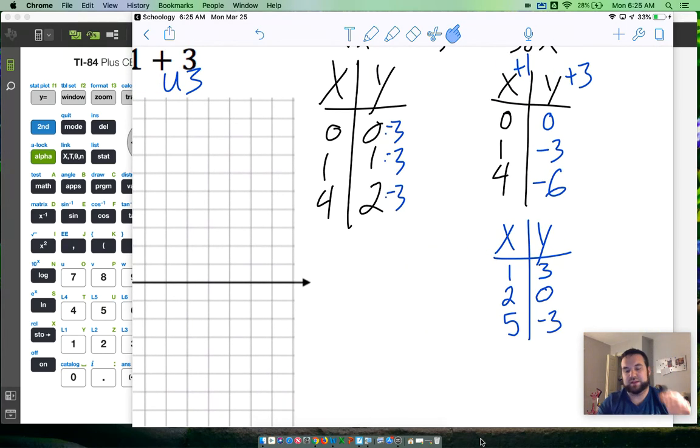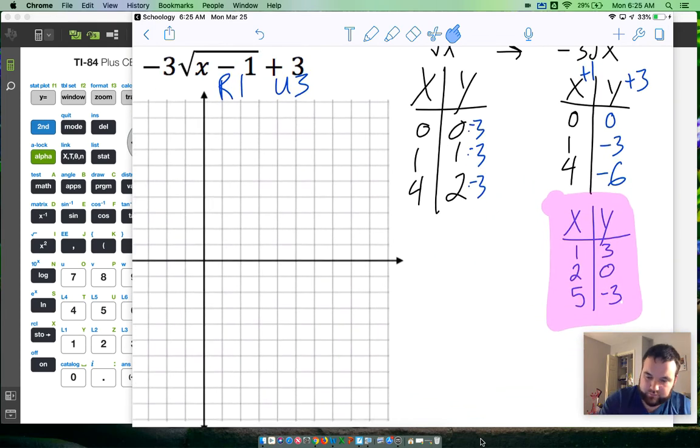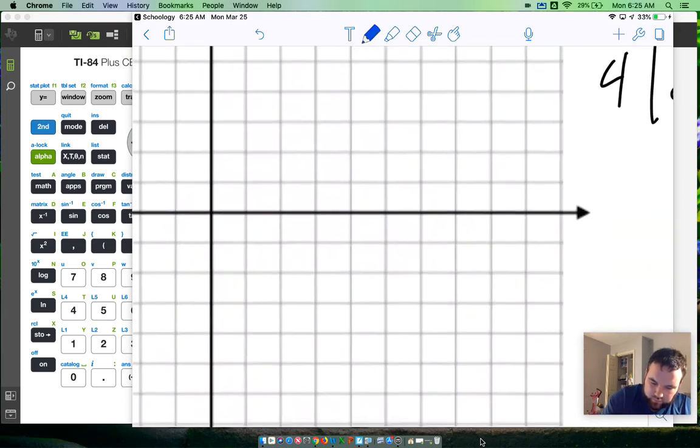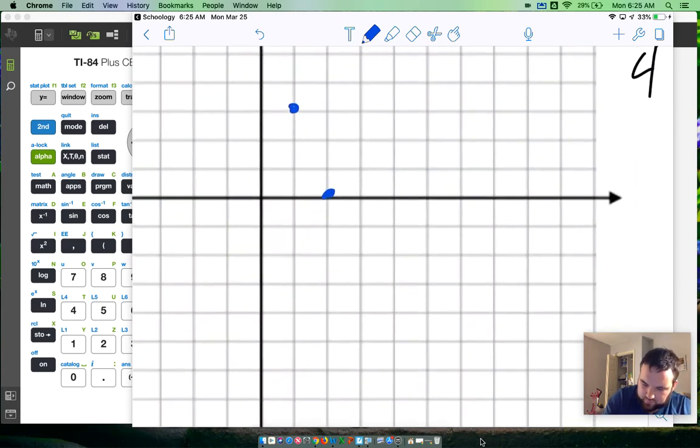Again, I'm just taking the X and Y values from here and adjusting them accordingly to get my final coordinates, and these are the ones that I'm going to graph. Okay. So 1, 3, 2, 0, and what was the last one? 5, negative 3.